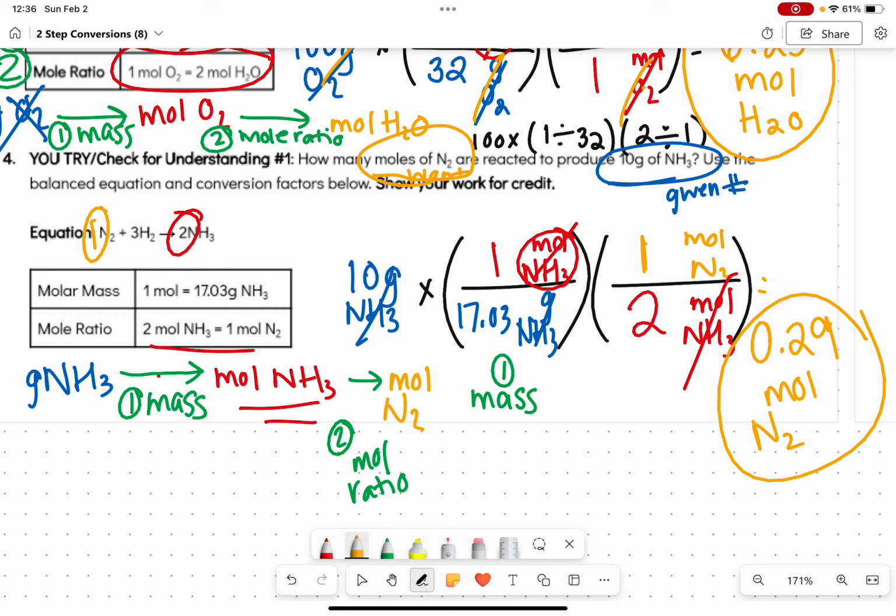If you got this answer, double check how you put it in the computer, because you should have just put it in as 0.29. If you didn't put it in correctly, if you included the units with it, it would have marked it wrong. Okay. So that's how you go from grams of NH3 to moles of N2.